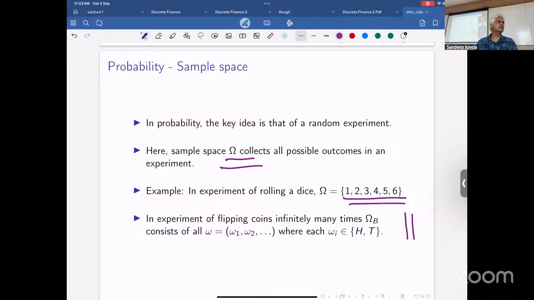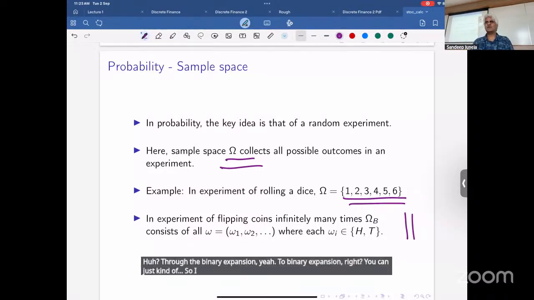That's right. But it is uncountable, right? You can map it to real numbers. Do you know how to map it to real numbers? Through the binary expansion, yeah. Through binary expansion, right? I don't want to spend too much time on these things, but H can correspond to 1, T can correspond to 0.